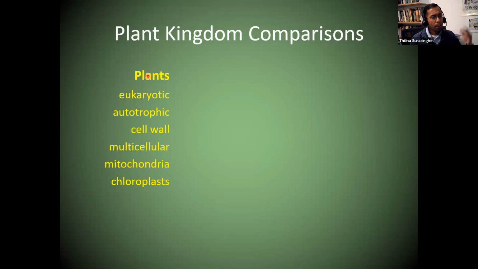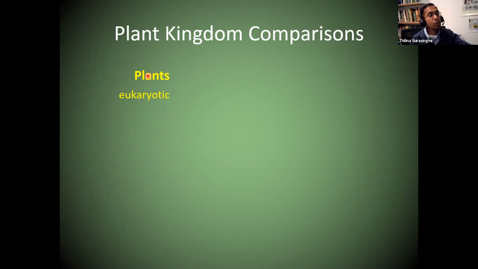Now, plants are... so let me go back. Plants are eukaryotic, right? They have membrane-bound organelles, and they have a membrane-bound nucleus. Autotrophs, right? They can photosynthesize. Well, not all plants can photosynthesize. There are parasitic plants that cannot photosynthesize. The parasitic plants have either inactive chloroplast genes or have no photosynthetic pigments in them. But most of the plants can photosynthesize. So they are autotrophs. Cell wall, right?